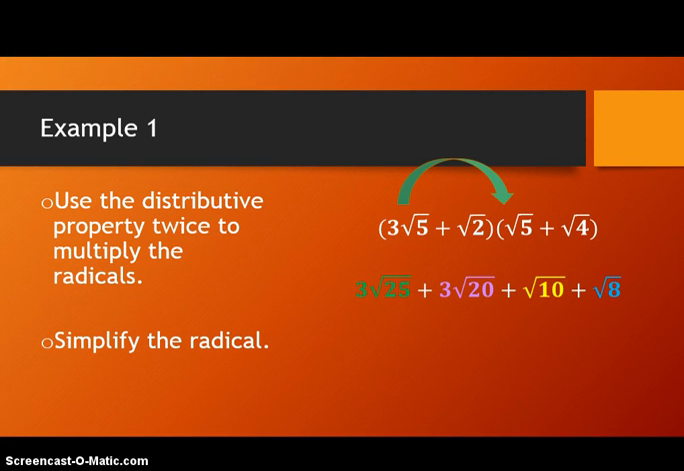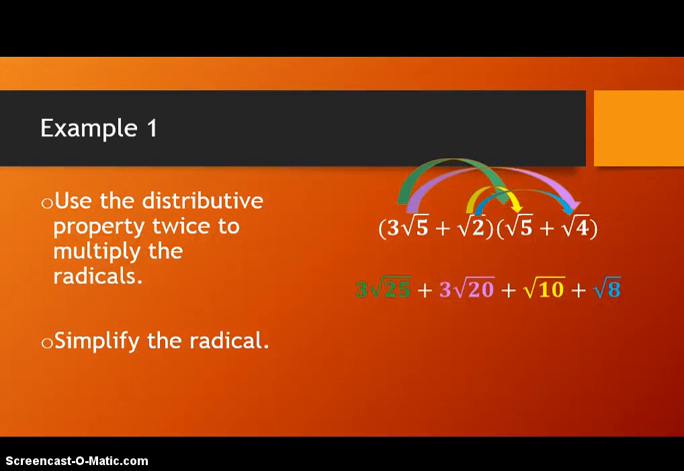3 square root of 25. Then we do 3 square root of 5 times the square root of 4 to get 3 square root of 20. Next we do square root of 2 times the square root of 5 to get the square root of 10. And finally square root of 2 times the square root of 4 to get the square root of 8.